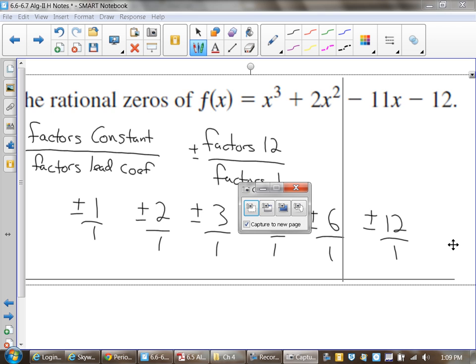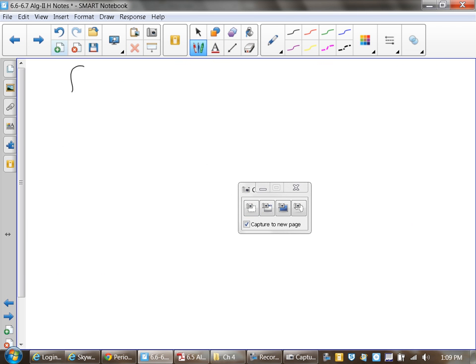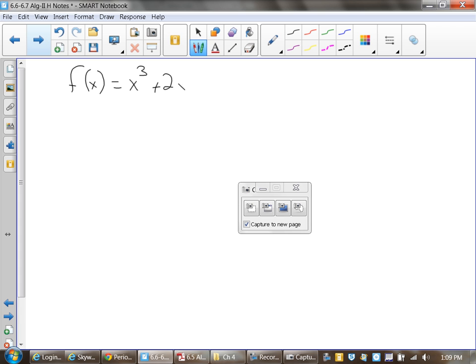Okay. So here's what we do. This didn't work on the clean thing. We have f of x was x cubed plus 2x squared minus 11x minus 12. And all these zeros are plus or minus 1. Okay, I'll change that. Thank you.